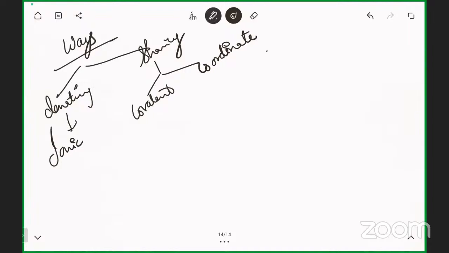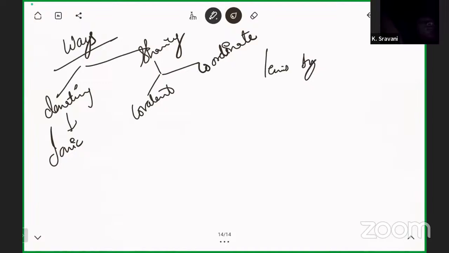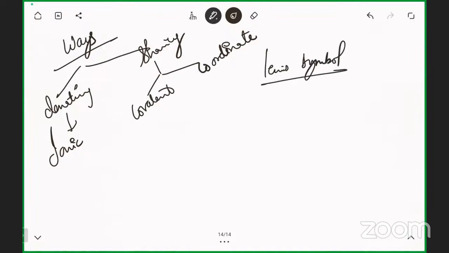So second thing, what is mentioned in your book? That is Lewis symbol. What is Lewis symbol? Lewis dot structure. What does it represent? Valence electrons of the atom. What is the valency of chlorine? Seven? Valency is one, sir.